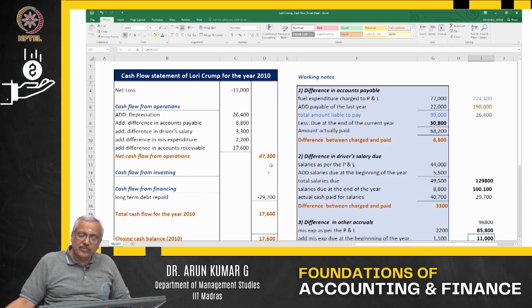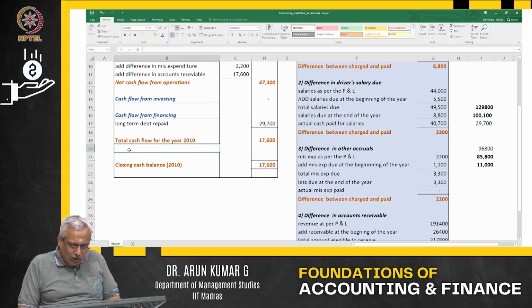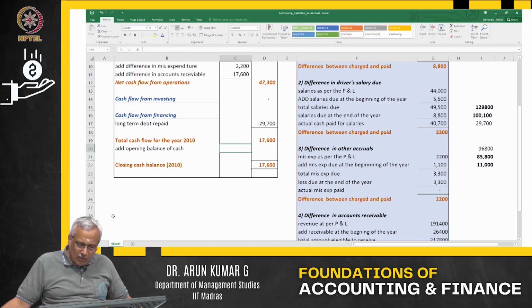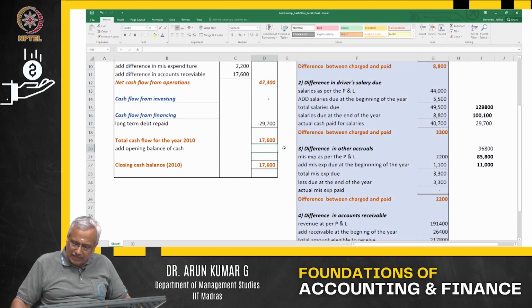This is the cash flow from operations. This is the cash flow from investing. So the total cash flow for the entire year is 17,600. Now I add the opening balance of cash. What is the opening balance of cash? The opening balance of cash is 4,400.